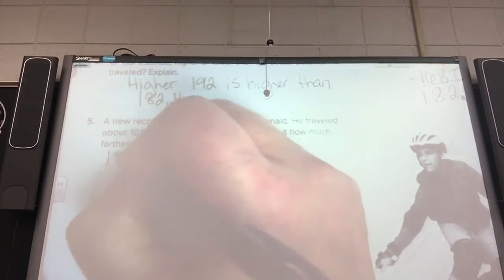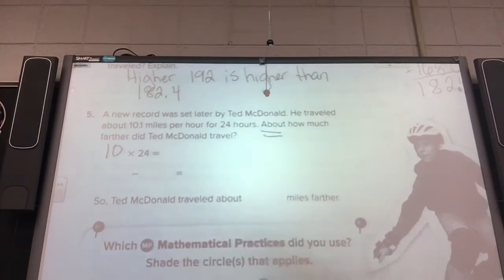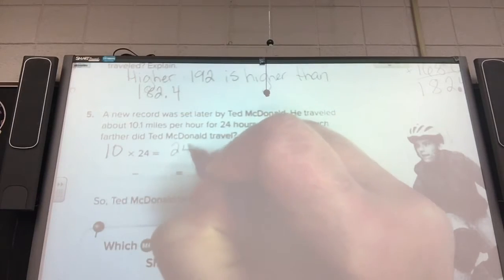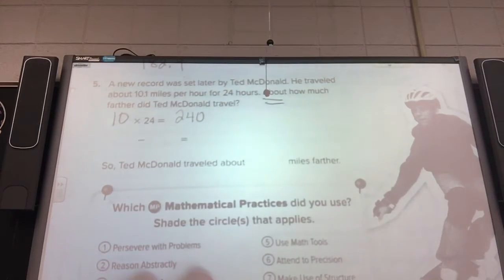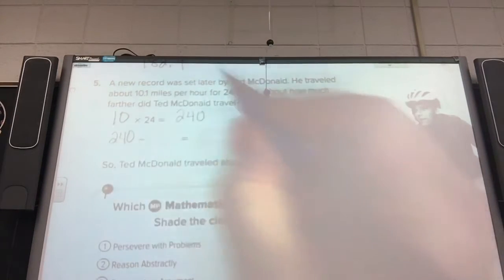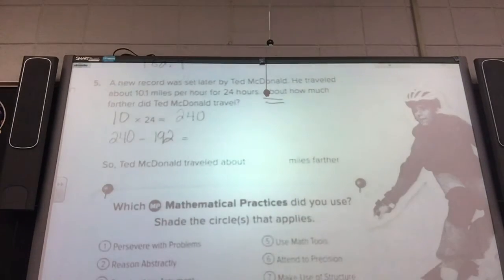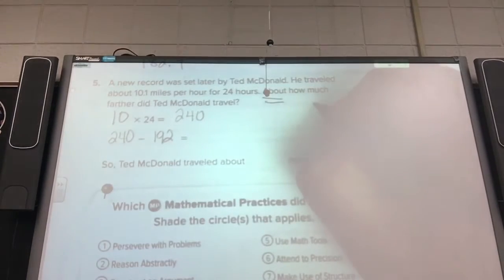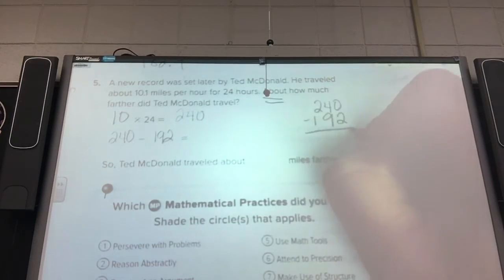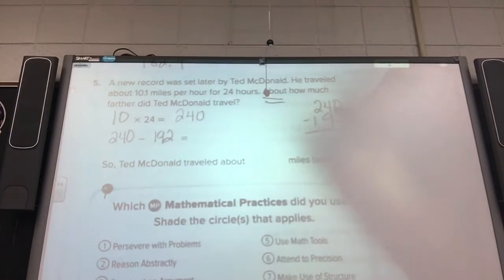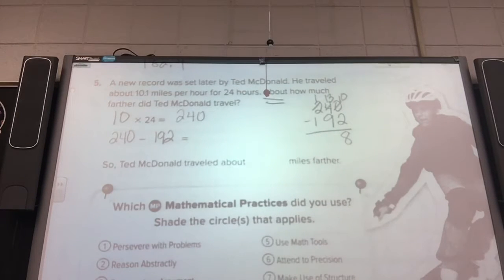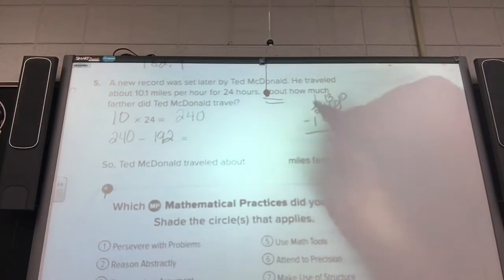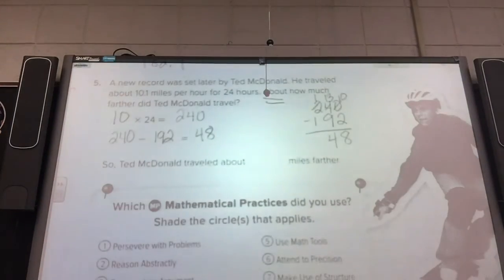So, if we take 10 times 24, and remember, anytime you multiply times 10, just add a zero on. So that is 240. We don't even need to multiply that. It's already out there for us. All right, so if we did 240 and we subtract his 192, that other approximate number, we'll get the difference between the two, and that will tell us about how much further he traveled. 10 minus 2 is 8. Oh, I gotta borrow again. 13 minus 9, 4, and 1 minus 1 is 0. So, how much further did he go? About 48 miles further.